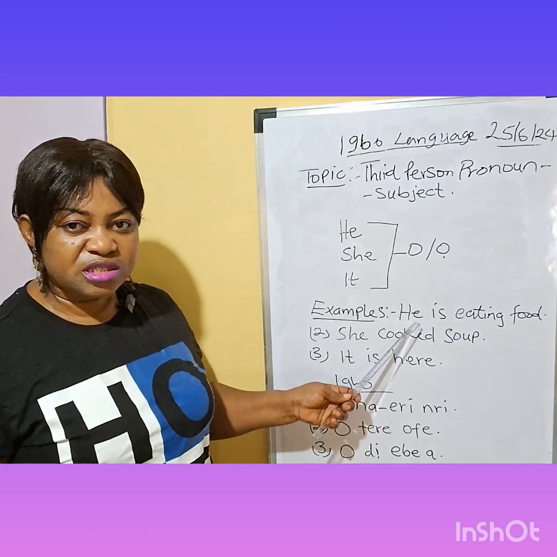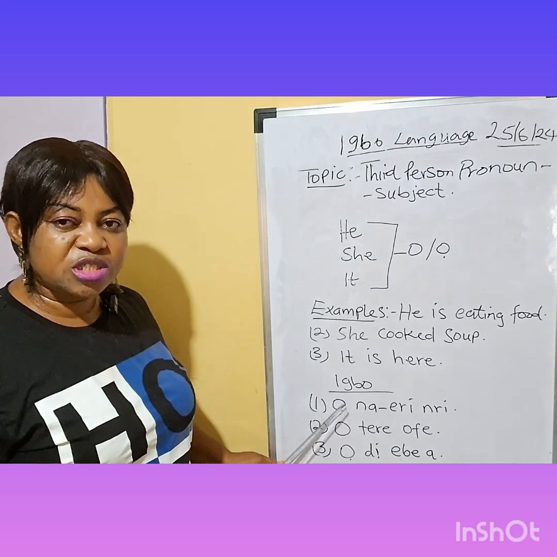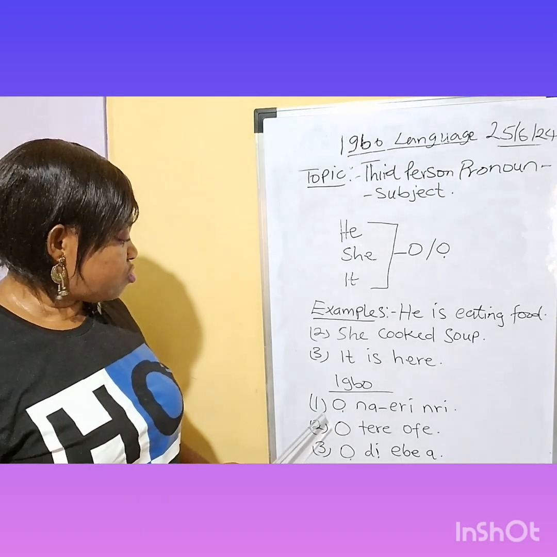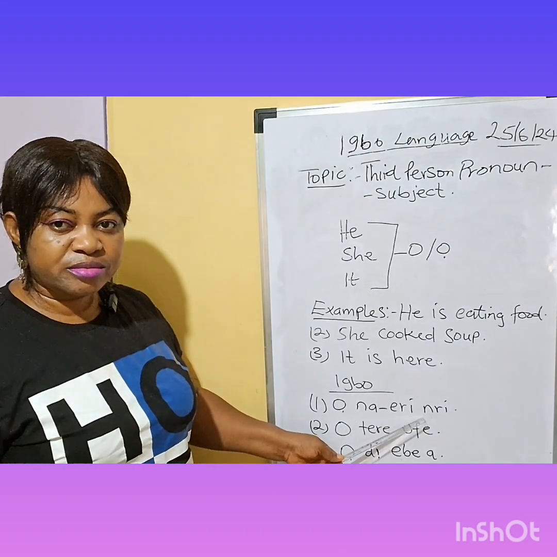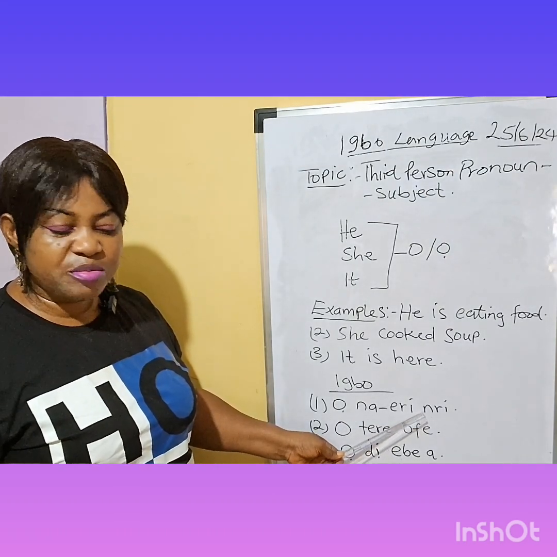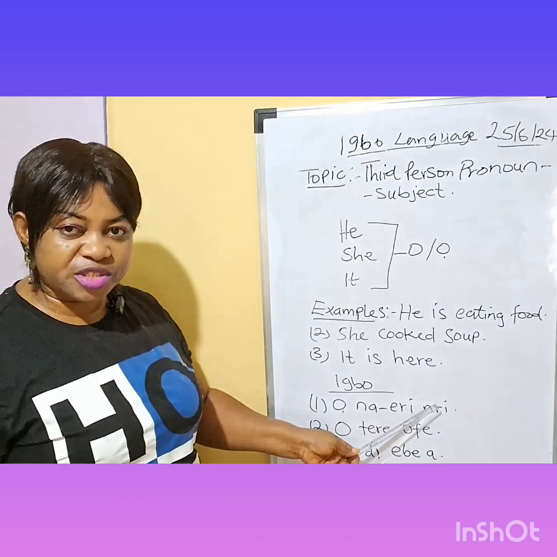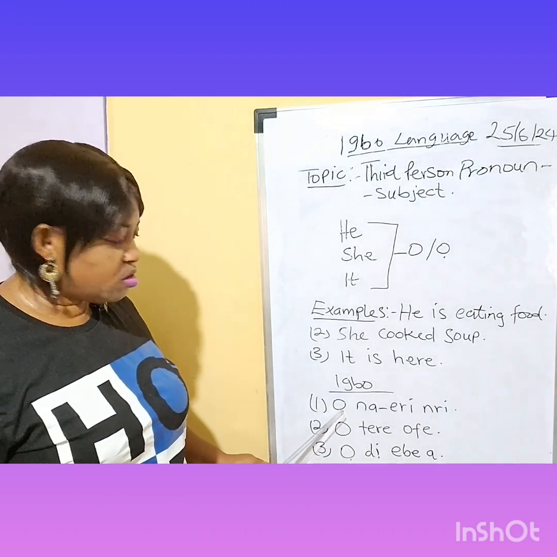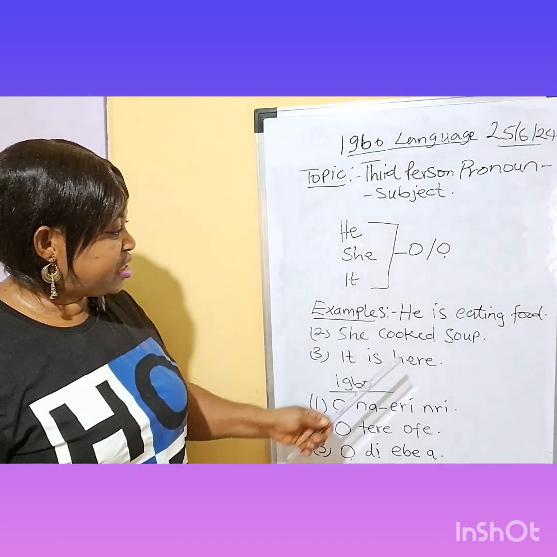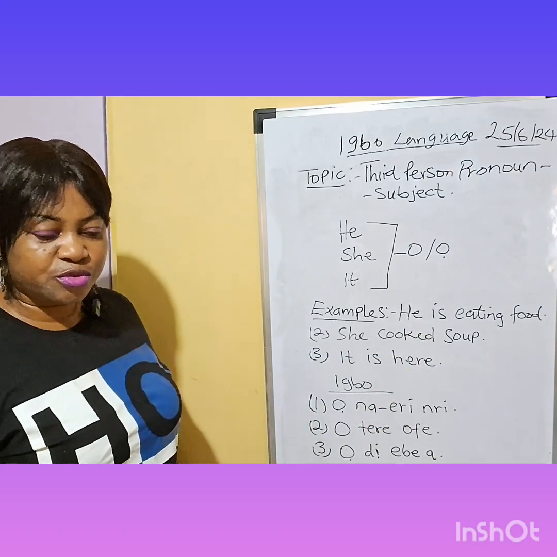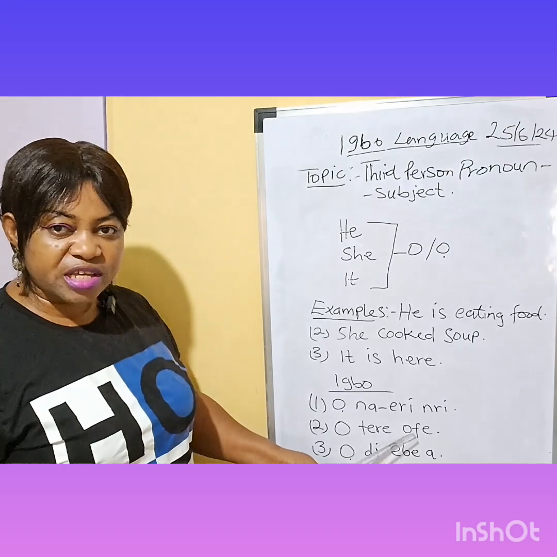Now, let's see them in Igbo. Let's see he in Igbo. Remember, all represent both he, she, and it. So, you have it as ọ na-eri nri. Class, repeat after me. Ọ na-eri nri. You have seen the ọ. That is the Nnochiaha or pronoun that represents he. He is eating food.